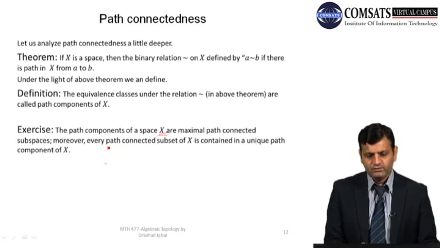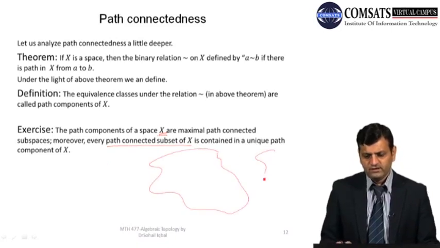So every path connected subset of X: let's say this is the space X, and let's say these are the path components of X, and given any path connected subset of X, then it must be contained in a unique path component of X. So these are two path components, and any path connected subset of X must be contained in a unique path component of X.